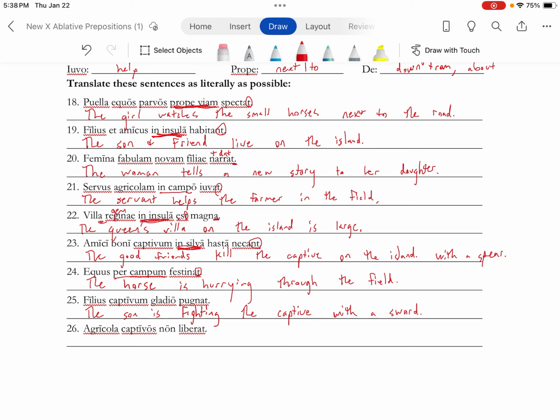And then the last one, agricola captivos non liberat. The T is he, she, or it, which is the farmer. So the farmer is not freeing, is not liberating the captives, the captivos.